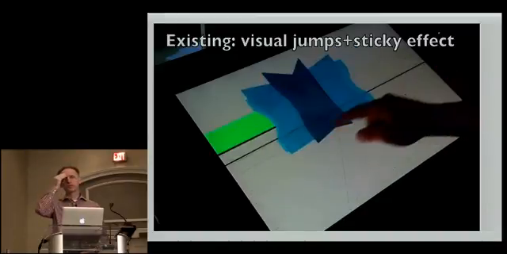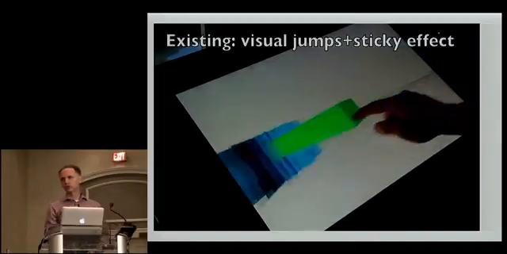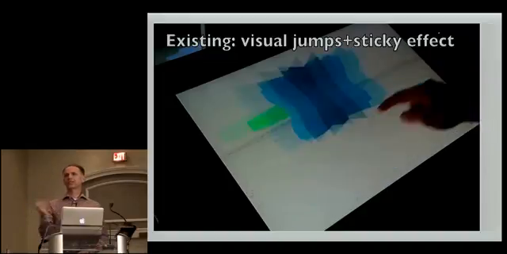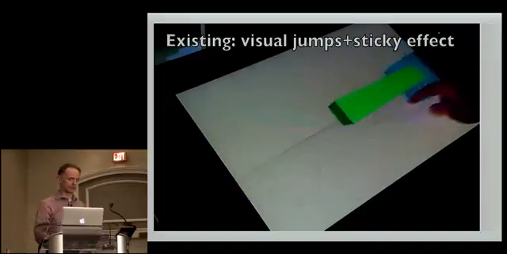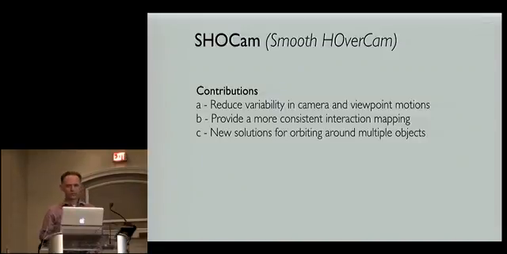So in the original paper of SHOCam, they suggested to smooth the object geometry, either in geometry space or in image space, and this is a potential solution, but again, it's dependent on the objects, really, so it's not really a general solution. So I'm presenting smooth SHOCam, which is designed to address these issues by reducing the variability in camera motion and viewpoint direction, have a more consistent interaction mapping, and also I present several solutions for orbiting around multiple objects.